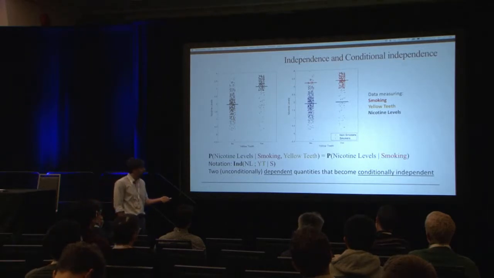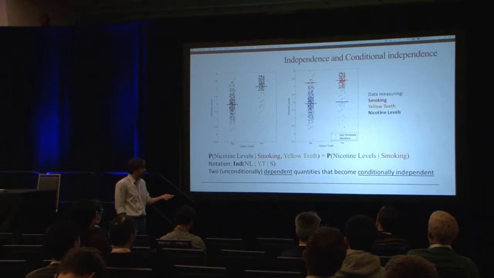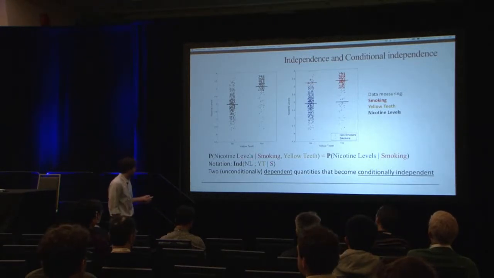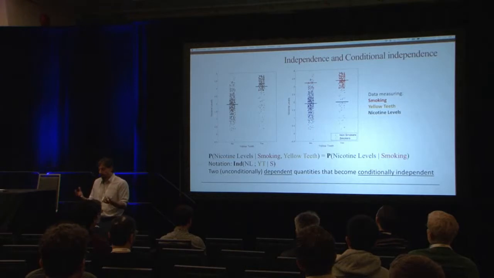We will call yellow teeth independent of the nicotine levels given smoking if once we know smoking and then we add this additional variable, it doesn't change our conditional distribution of the nicotine levels. And this is the notation I'm going to use. So here's an example where two quantities are dependent and then they become independent.